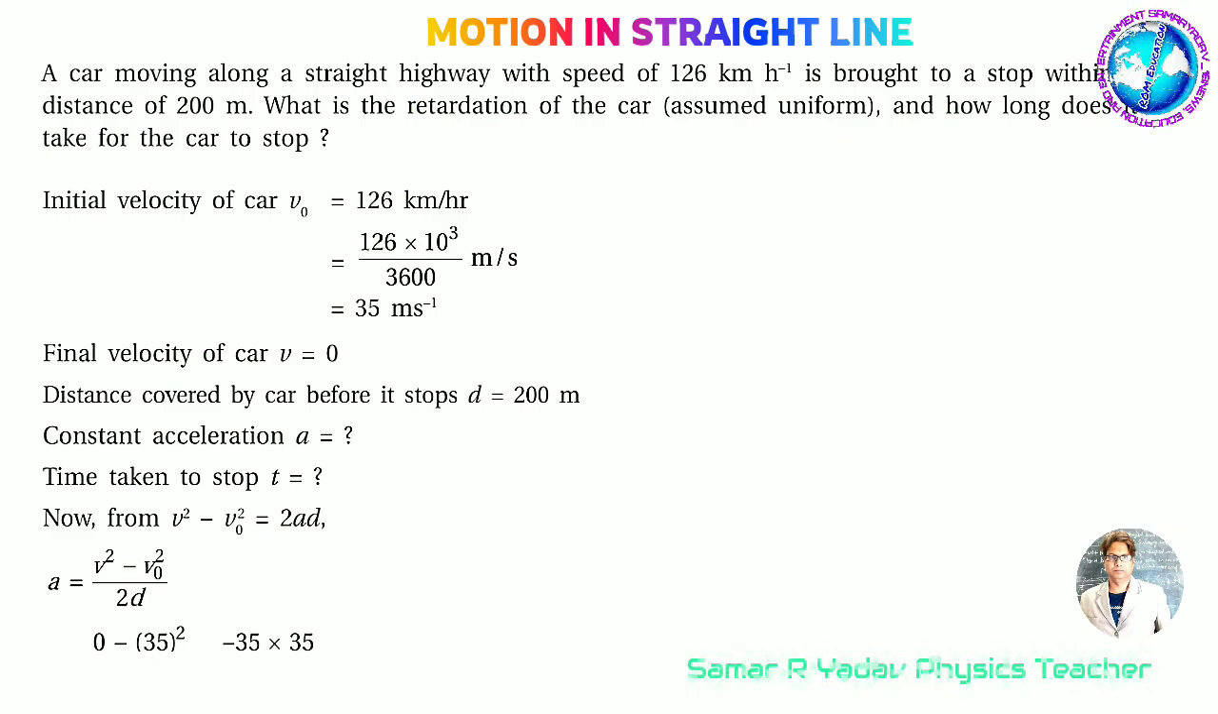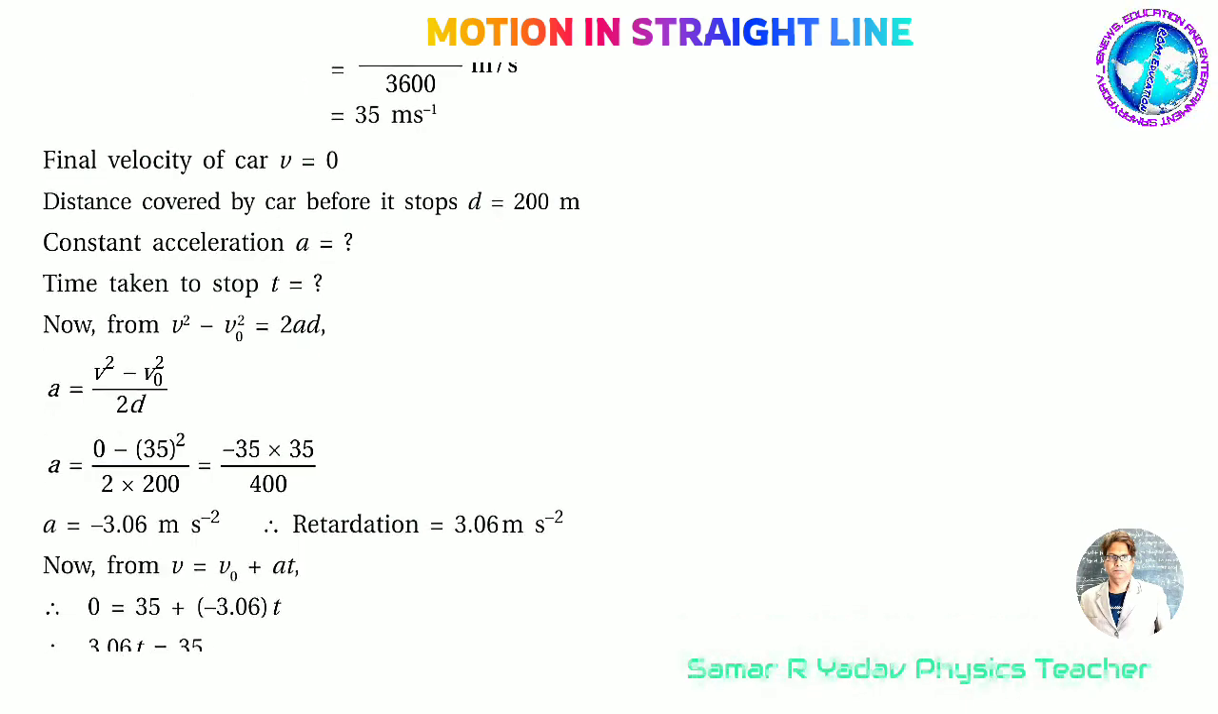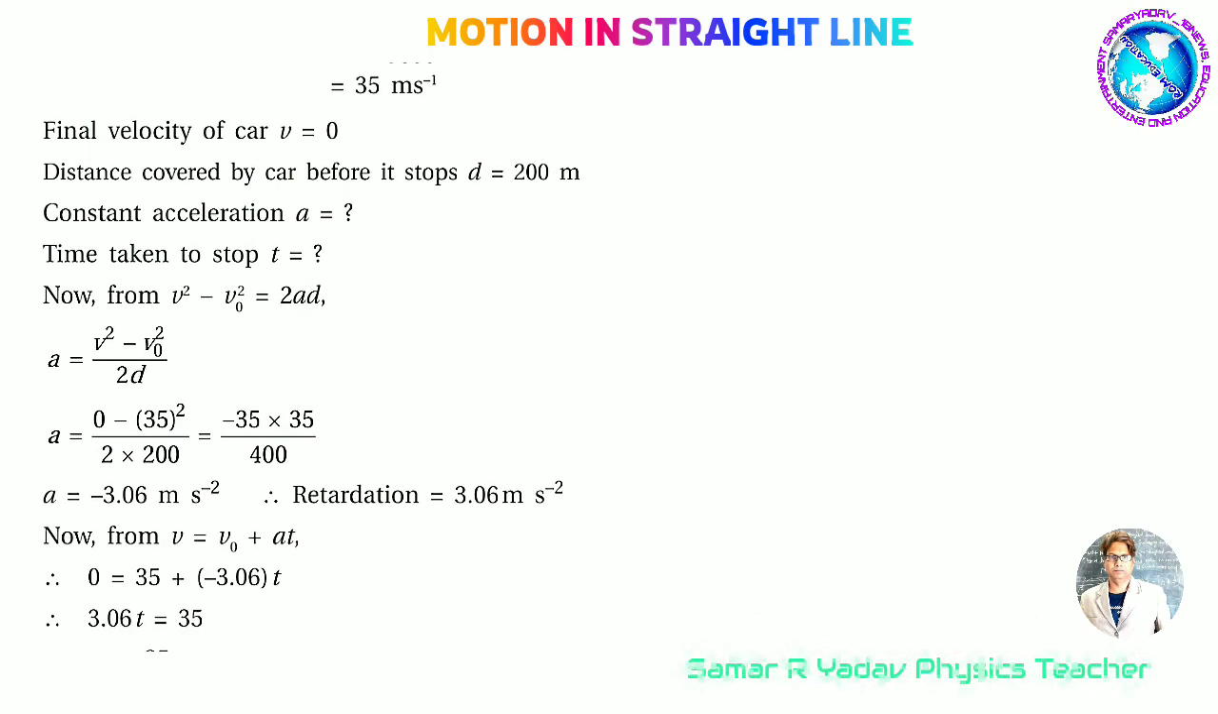Initial velocity of the car v0 is equal to 126 km per hour, which is equal to 126 into 10 to the power 3 upon 3600, which is equal to 35 meter per second. Final velocity of the car v is equal to 0. Distance covered by the car before it stops d is equal to 200 meter. Constant acceleration a is equal to question mark. Time taken to stop t is equal to question mark. Now from v square minus v0 square is equal to 2ad, therefore a is equal to (v square minus v0 square) upon 2d.